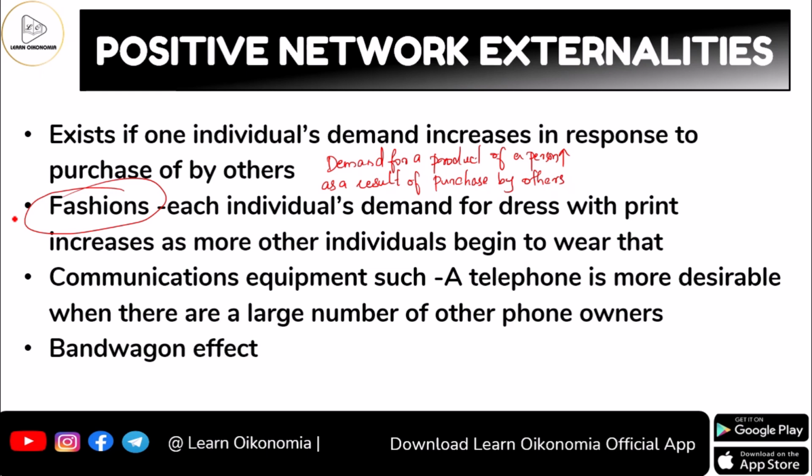Let me give you something like a telephone. This is a communication equipment. A communication equipment like a telephone would be more desirable to everybody. Why? Because there exists a large number of people who are using the phone. And when a large number of people use the phone, you can talk with so many people. And this positive network externality is known by the name of the bandwagon effect.